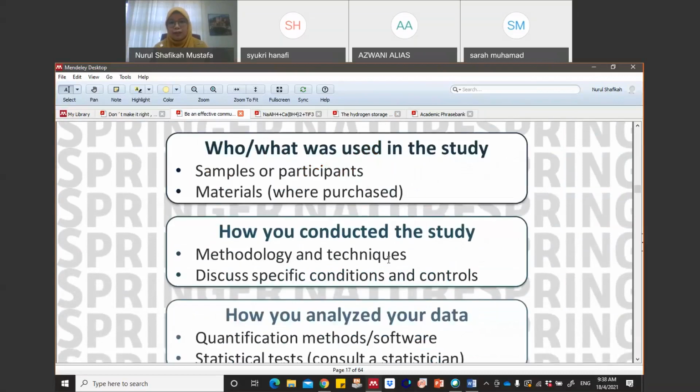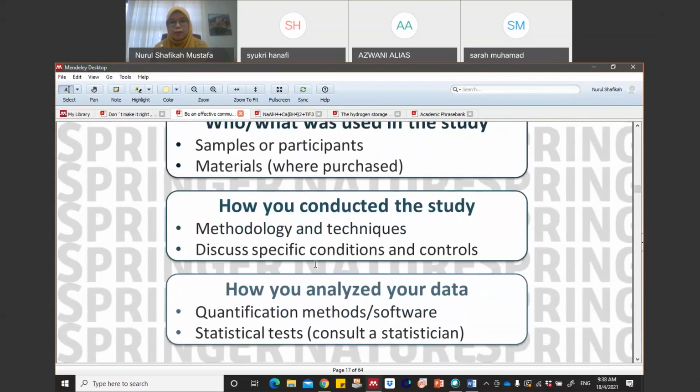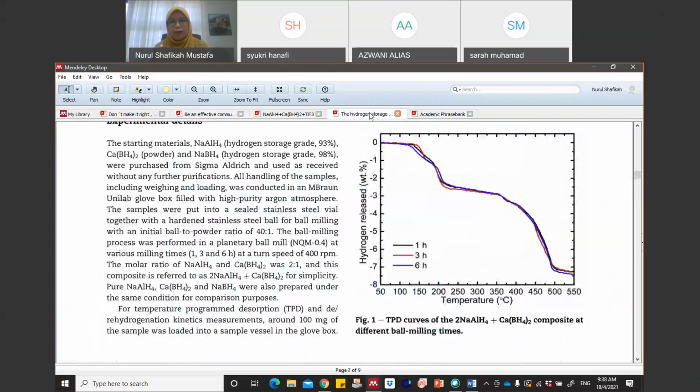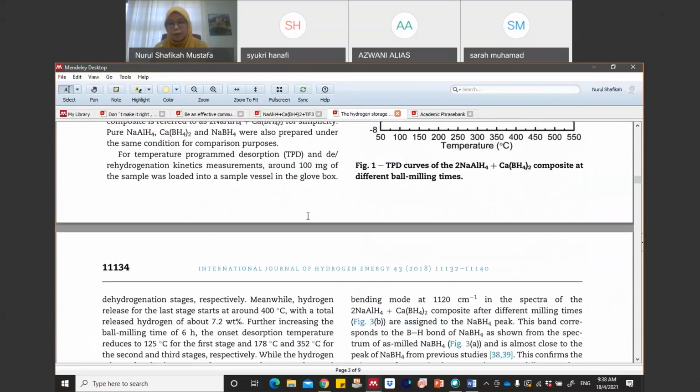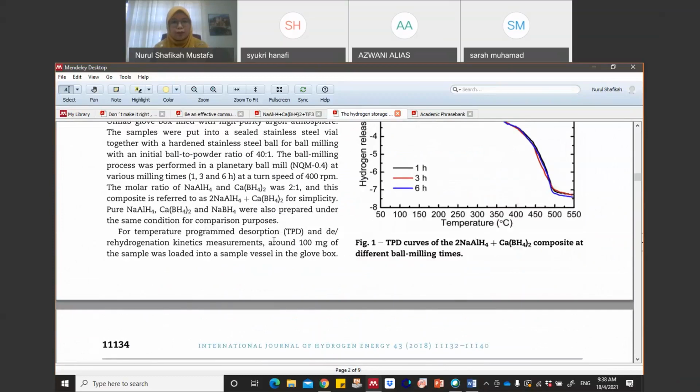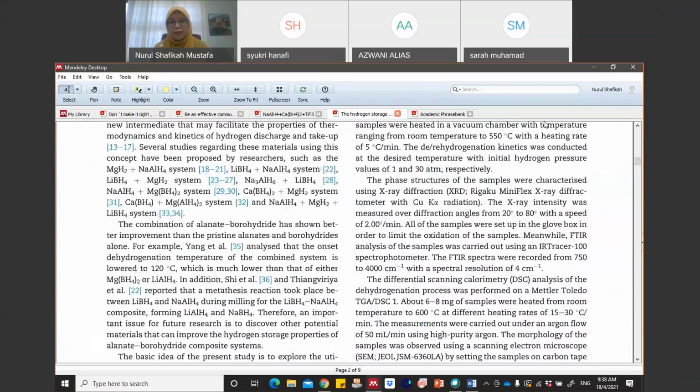Okay, and then how you conduct the study. After you have introduced who or what you used in the study, you can explain how you conducted the study. What method and technique you use, discuss specific conditions and controls. And how you analyze your data. Okay, for me here, this is how I conduct my experiment. And this is how I analyze my data using a few instruments. For example, I use TBD, SRD, this is an instrument for material lah.